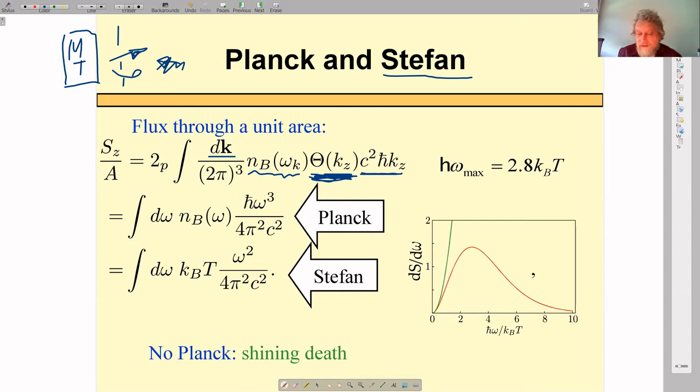Fine. So we can compute the flux. Eventually I have to look at the flux per unit interval of omegas, per interval of frequencies of the photons. All right, so it contains the Planck distribution, and it is given by this red line.